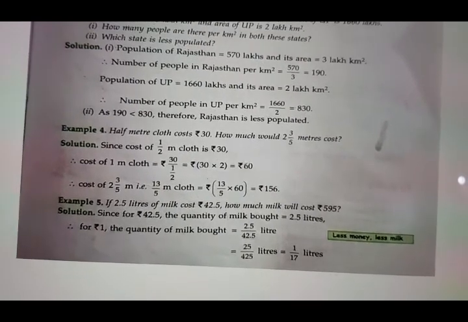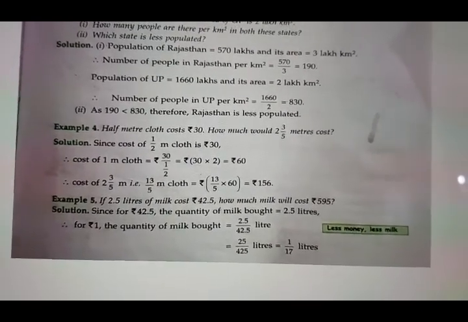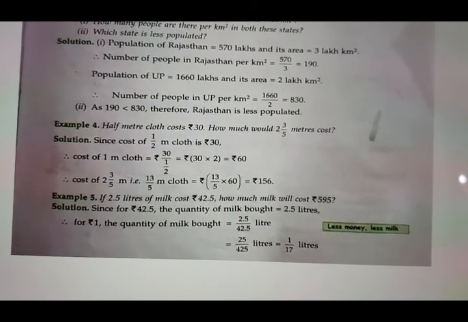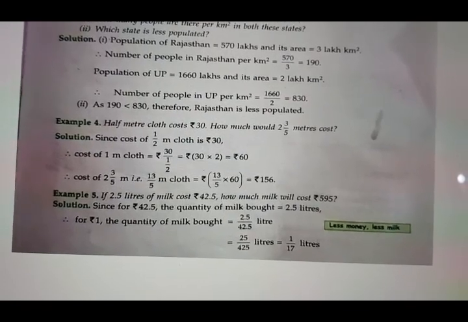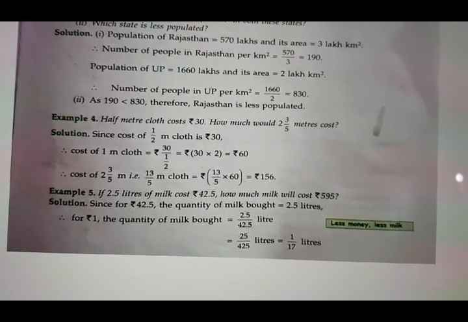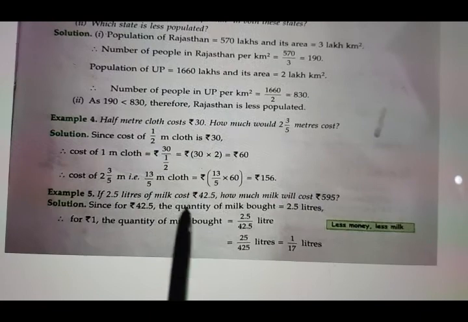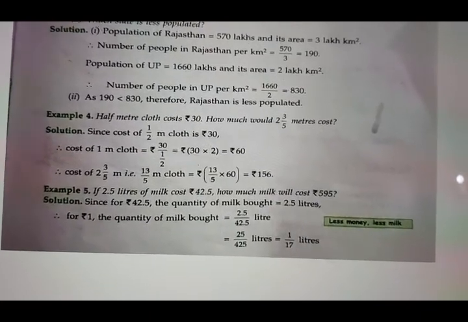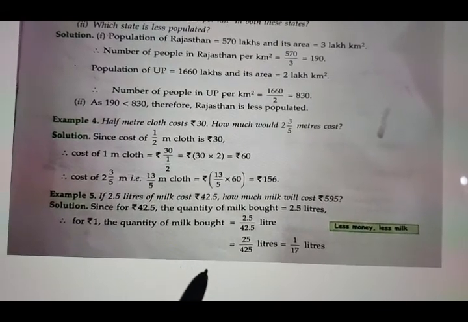If 2.5 liters of milk cost 42 rupees 50 paise, how much milk will cost 595? Now this is a different question. In this, liters has been asked. So when liters is asked, you find from the point of view of money. In 42 rupees 50 paise, the quantity of milk that can be bought is 2.5 liters. Therefore in 1 rupee, how much milk can be bought?